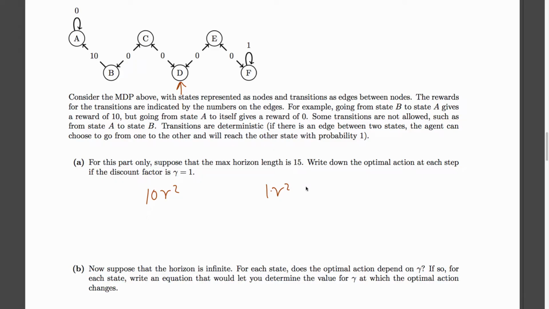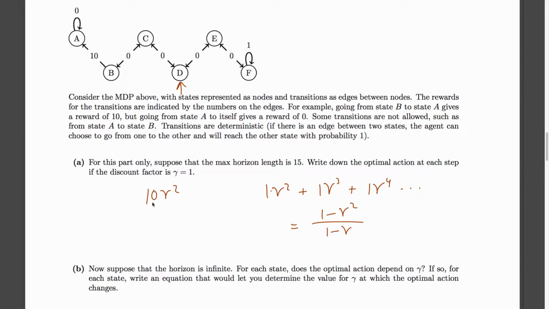And then the next time step, I'm going to cycle around in F one more time. That's going to give me 3 discount rates, and the next time is 4 discount rates, and so on. And this goes forever because the horizon is infinite. So if you remember your rules for geometric series, this comes out to, I believe, gamma squared over 1 minus gamma. And that's just a rule of geometric series.